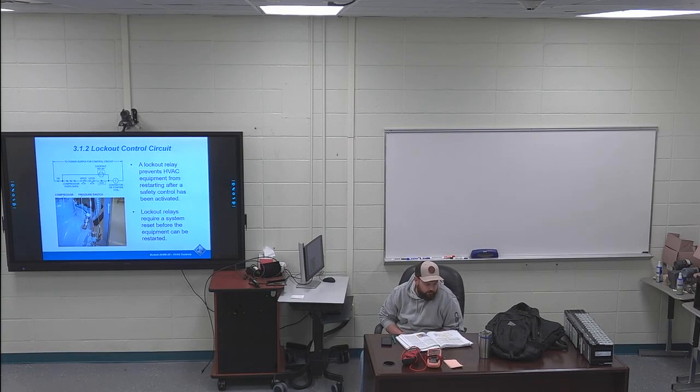First sentence of 312 is highlighted. The purpose of the lockout relay in a control circuit is to prevent the automatic restart of the HVAC system after a safety device has shut it down. So, if a safety device has shut down the HVAC system, you cannot start it back up until you figure out what was wrong and reset that.